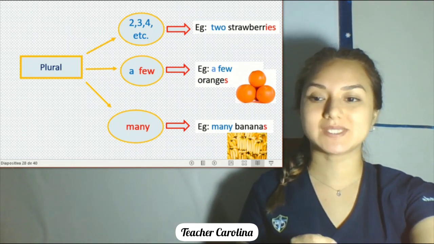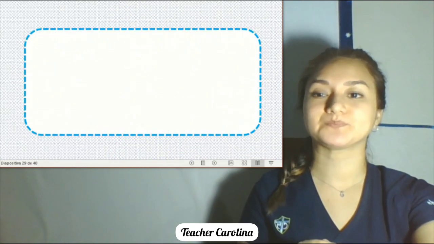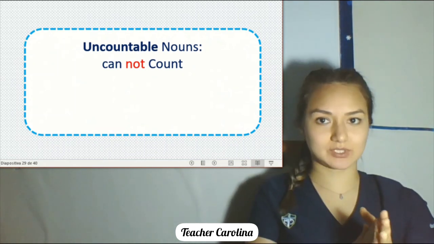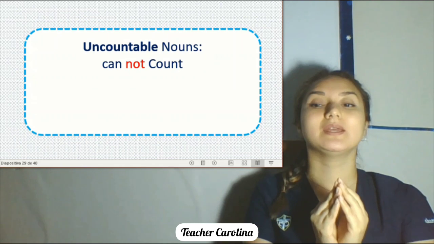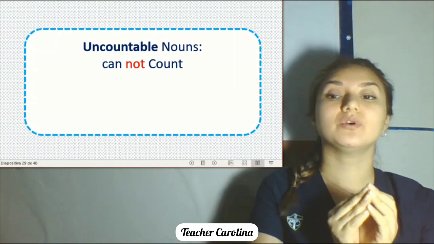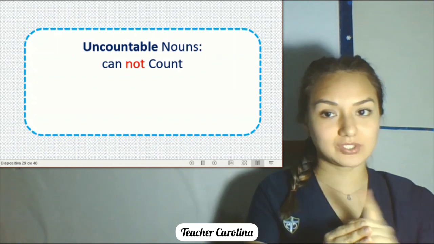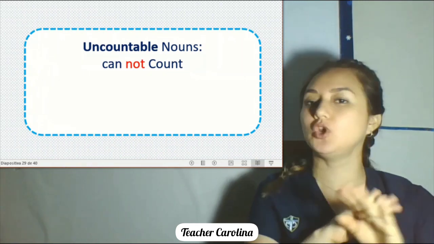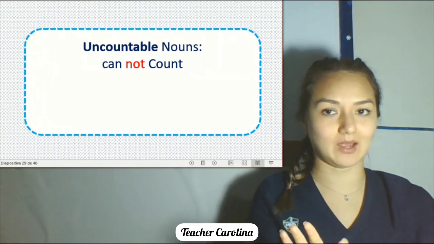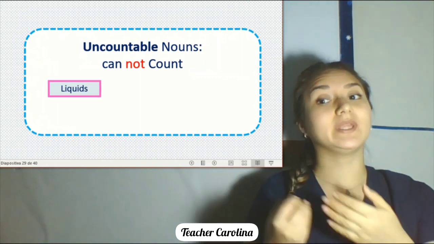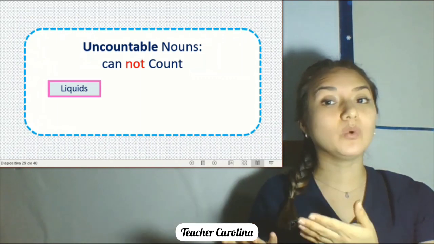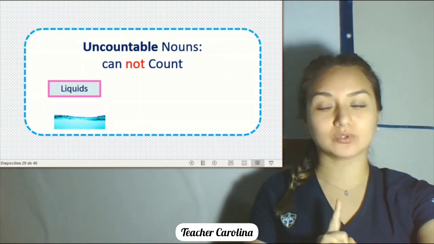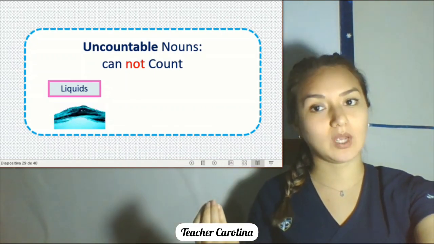Okay, so please, we are going to continue in here. It says now the uncountables. It says that the uncountables now cannot be counted. You can't say 1, 2, 3. No, right? You cannot count. For example, the liquids, right? The liquids, you cannot count. So the liquids, uncountable.